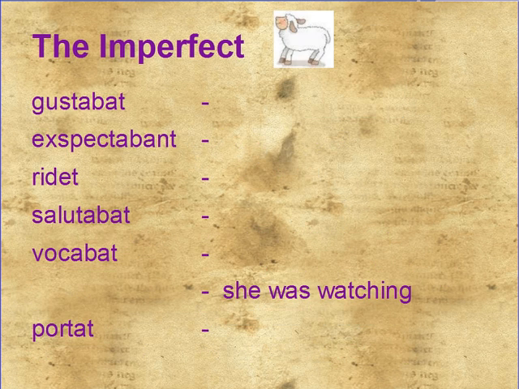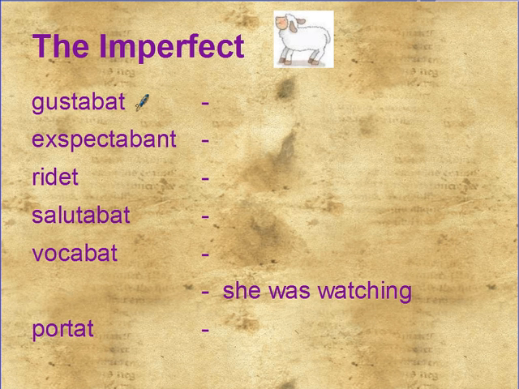Let's try a few verbs in the imperfect, translating them. Think about them in your head before I bring out the answer and check to see if you were correct. Do you remember the verb gustat? Now we've added a ba to become gustabat. Try reading it backwards with me.